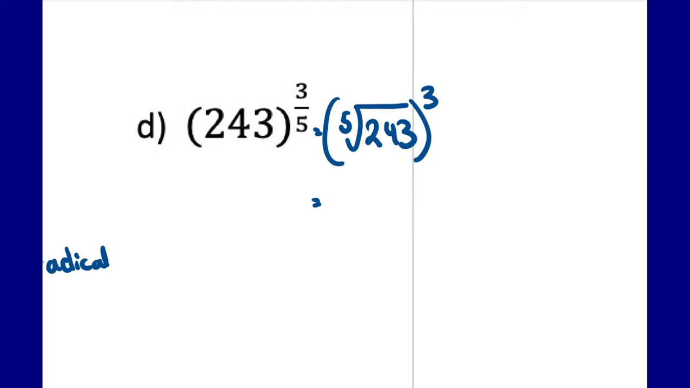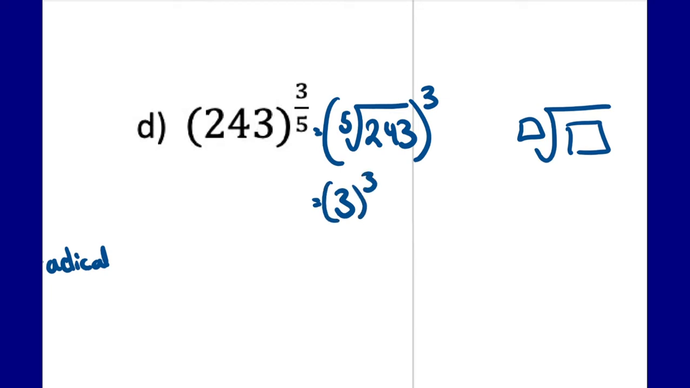Now, depending on your calculator, you want to look for a button that looks something like that, because that will give us the option to plug in a value for the specific root. So the 5th root of 243 is 3. That is raised to the power of 3. 3 to the power of 3 is 27.